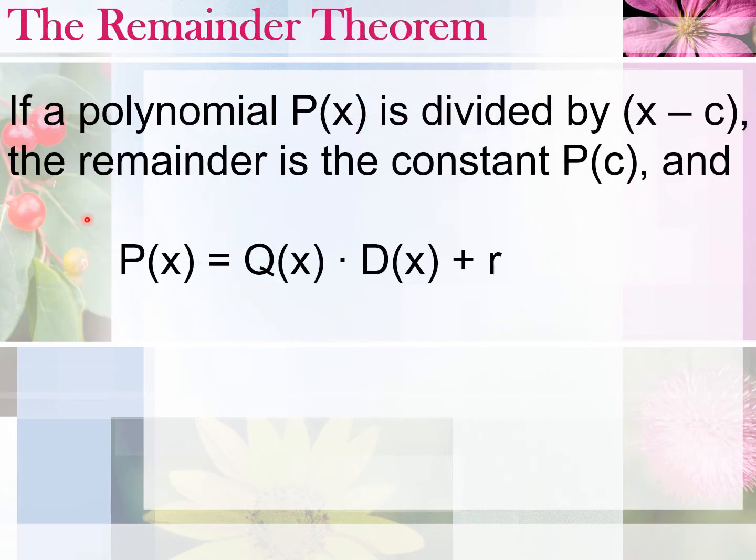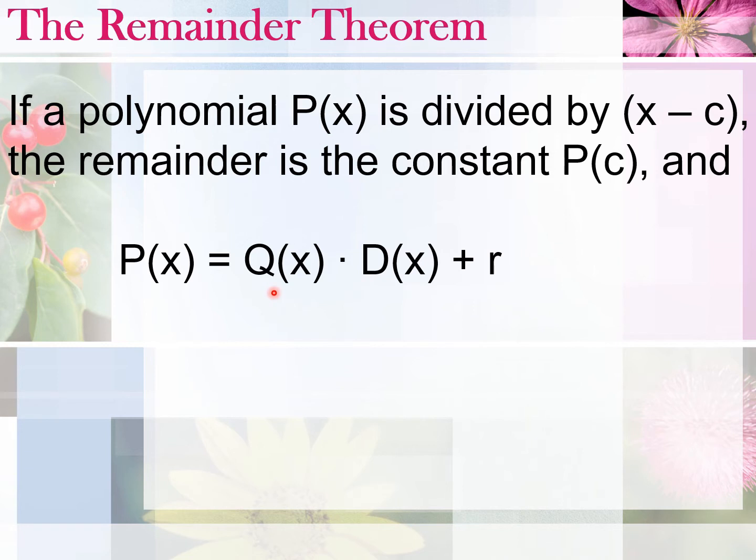So, from the observation a while ago, we have the remainder theorem. Pag sinabing remainder theorem, if a polynomial p of x is divided by x minus c, the remainder is the constant p of c. And, base dun sa ating algorithm, we have p of x is equal to q of x times d of x plus r. Ibig sabihin, ito yung ating dividend, ito yung ating quotient at divisor, at saka yung remainder.